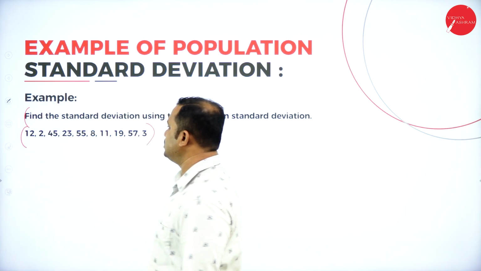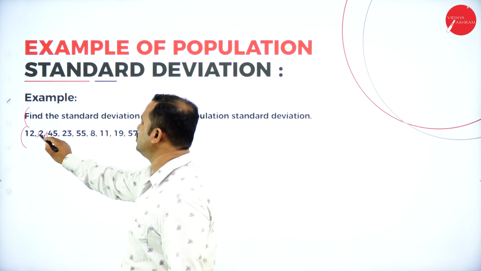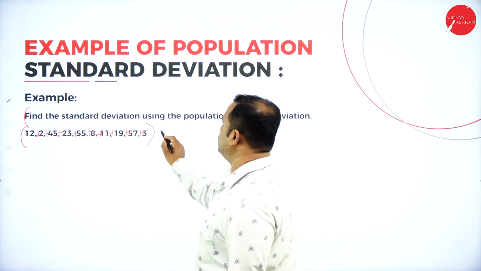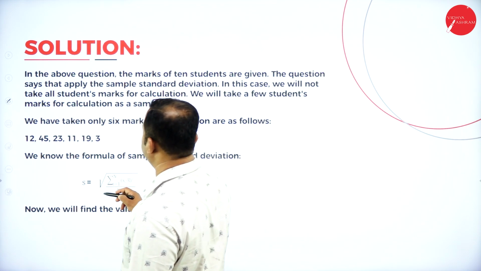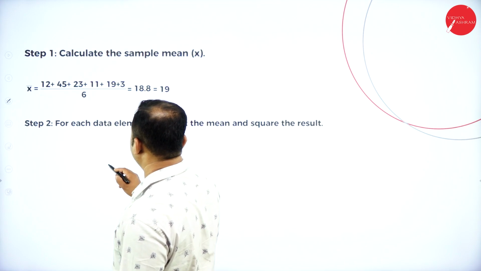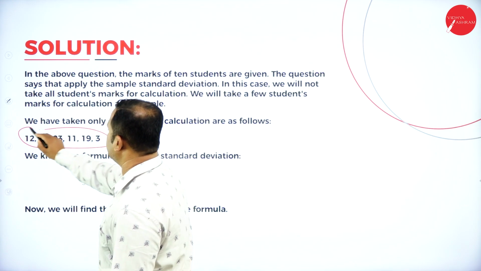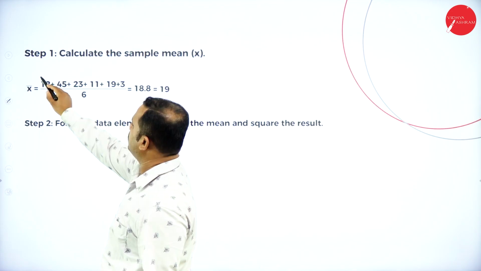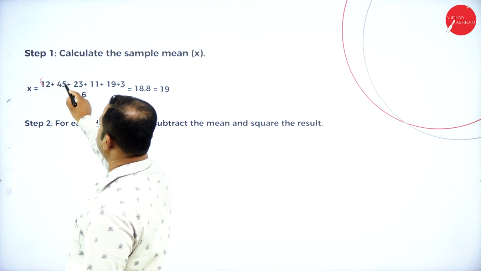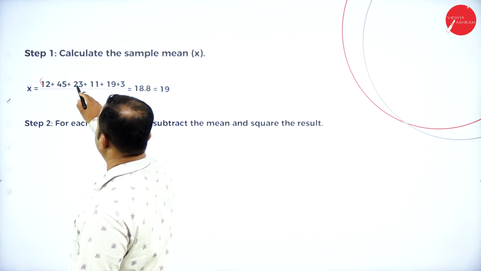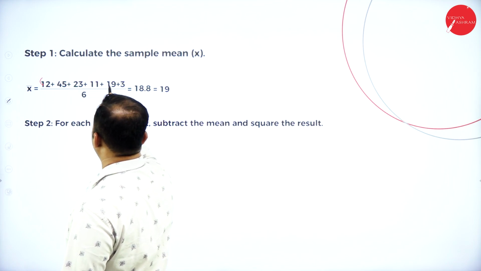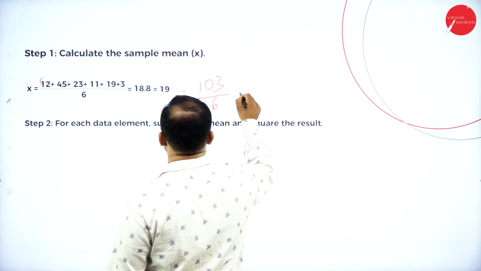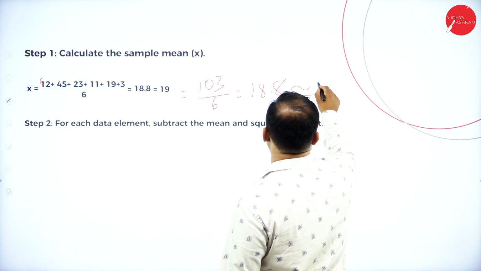We can do it like this: 12 plus 2, that is 14. Add up all these terms, you will get some value. Let me show you the values. The same thing here. For this value we have computed here, 12 plus 45, 23, 11, 19, 3. You will get some value which is equal to 12 plus 45, that is 55, 57, 60, 80, 90, 91, 100, 110, 103. That is equal to 103. 103 by 6 is equal to 18.8, which is almost equal to 19.